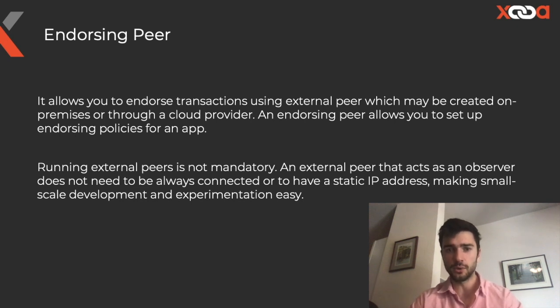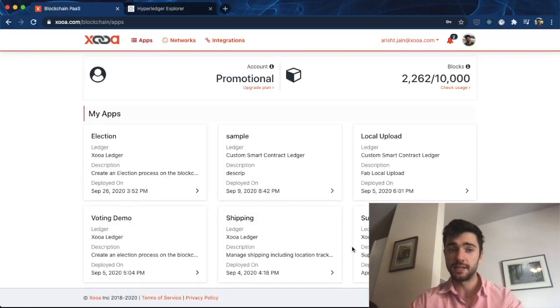Endorsing peers allow you to endorse transactions using an external peer, which may be created either on premises or through a cloud provider, and enables you to set up endorsing policies through an app. Please note that running endorsing peers is not mandatory for using blockchain. Moreover, an external peer that acts as an observing peer does not need to be perpetually connected or have a static IP address, which makes small-scale development and experimentation on Xooa easy. With all that said, let's move to the Xooa platform to walk through how to configure an external peer.